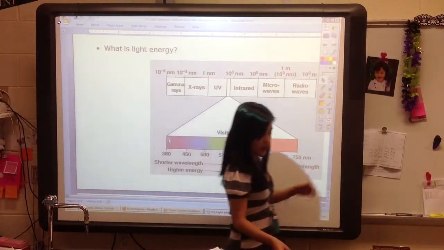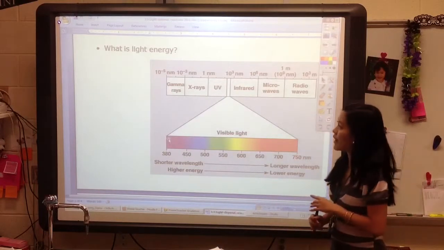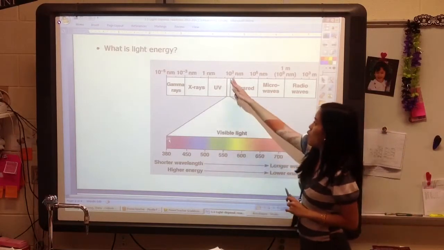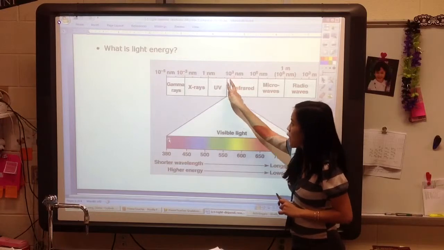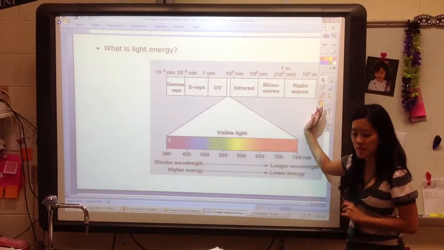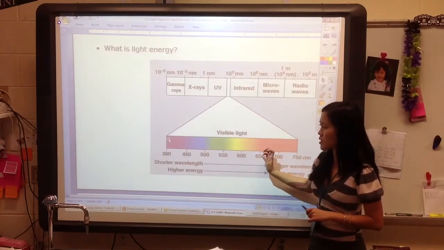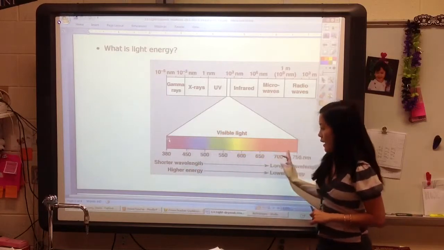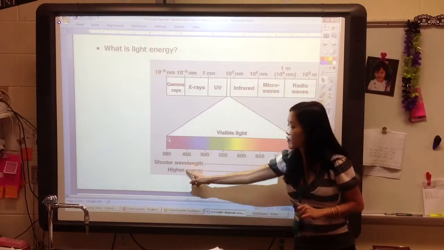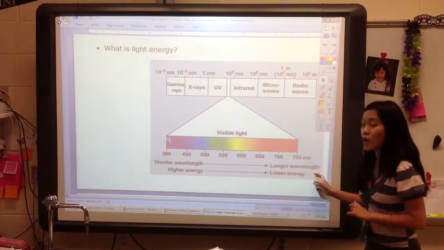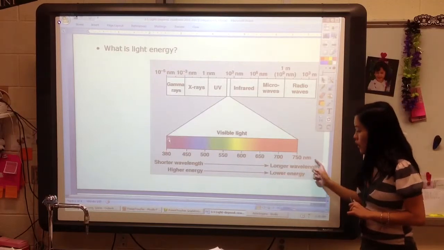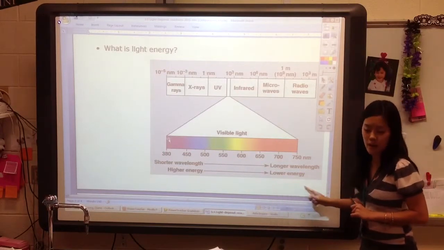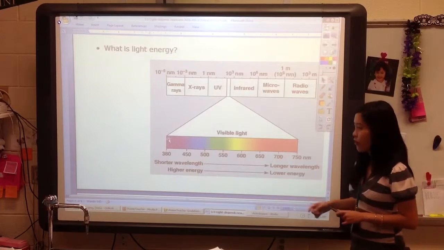So we also had talked a little bit about light energy, keeping in mind that only visible light, the smaller portion in the light spectrum, can actually be used. Visible light, there's a range of short wavelengths to longer wavelengths. The longer the wavelength, actually, the lower the energy that you're receiving from that wavelength.